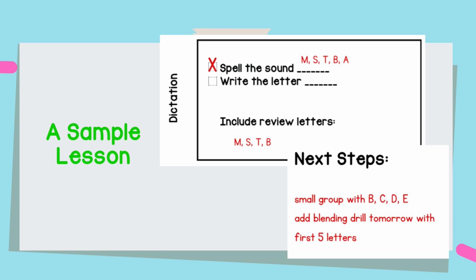And then the final piece is the dictation piece. So I'm going to have them spell the sound of those 5 letters. Those are the 5 letters that they have. They just learned A, they learned the other 4. So I'm giving them that review. And we're going to do that in the back of our letter book on those lines.